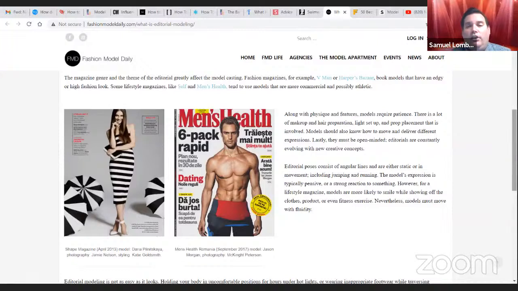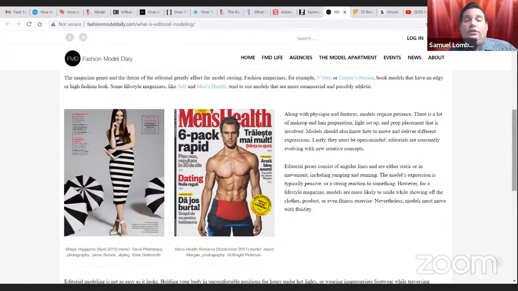So there is a lot of makeup and hair preparation, light setup, and prop placement that is involved. Models should also know how to move and deliver different expressions. So when we say, give me the laughing face with your hands on top, you're going to do something like that, you know? Just using that as an example. But you're going to need to understand the poses.